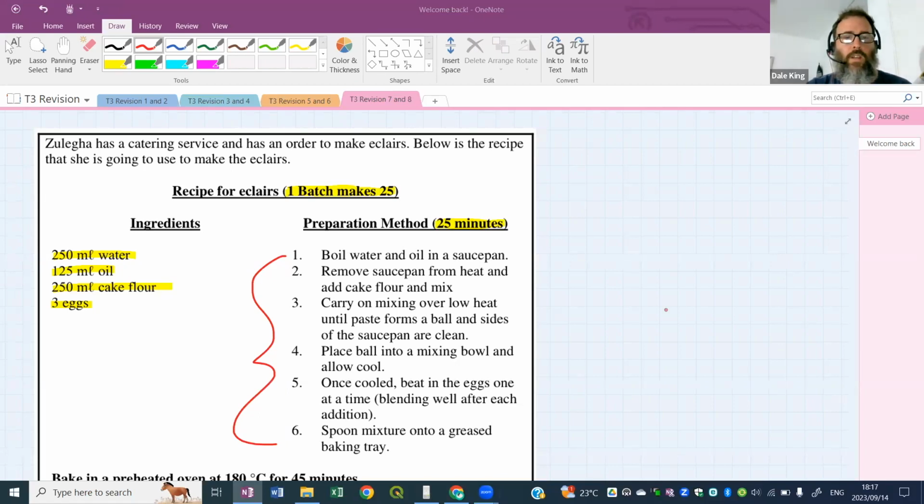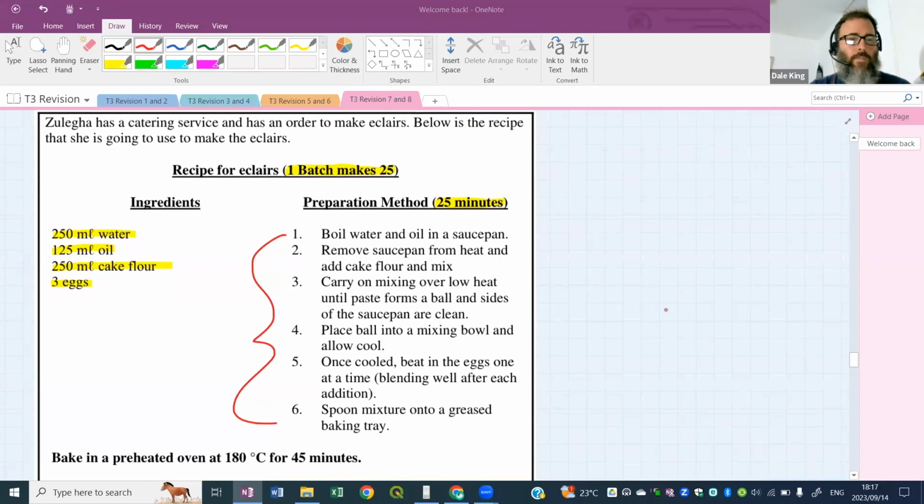All right, so those are the instructions there. I don't know if they'll ask questions on that, but they could. And then down here at the bottom, bake in preheated oven at 180 degrees Celsius for 45 minutes. When I see degrees Celsius, I'm sure they're going to ask us a degrees Celsius to Fahrenheit conversion.